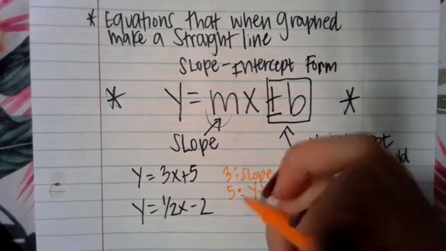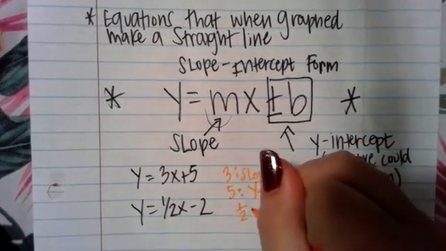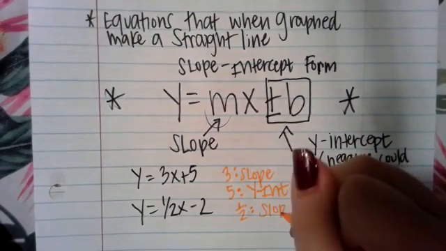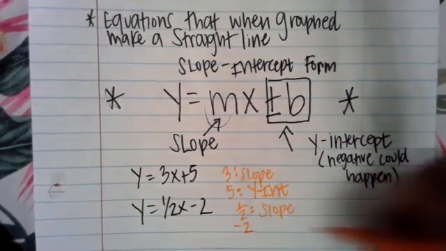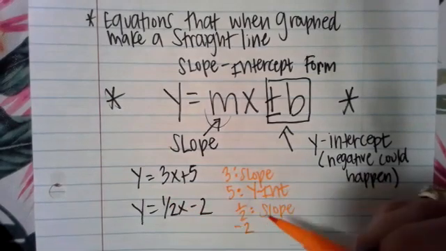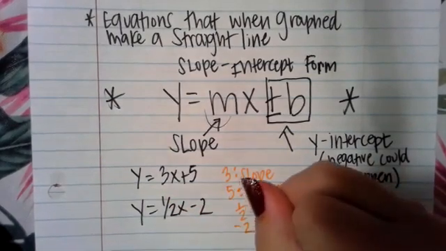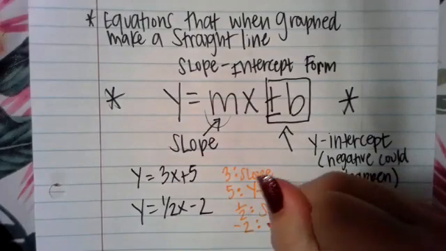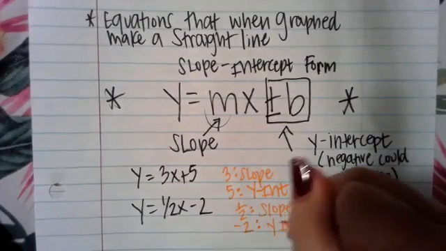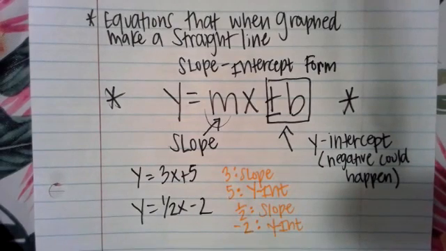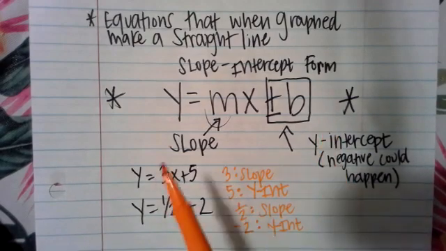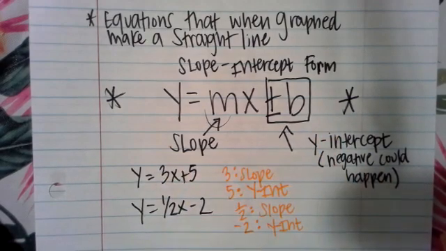This next equation, 1/2 is my slope. So the slope is a fraction. And -2, we're going to attach the negative with it. That is our y-intercept. So our graph is going to intersect the y-axis at -2. So just from this slope-intercept form, we can identify what our slope and our y-intercept are.